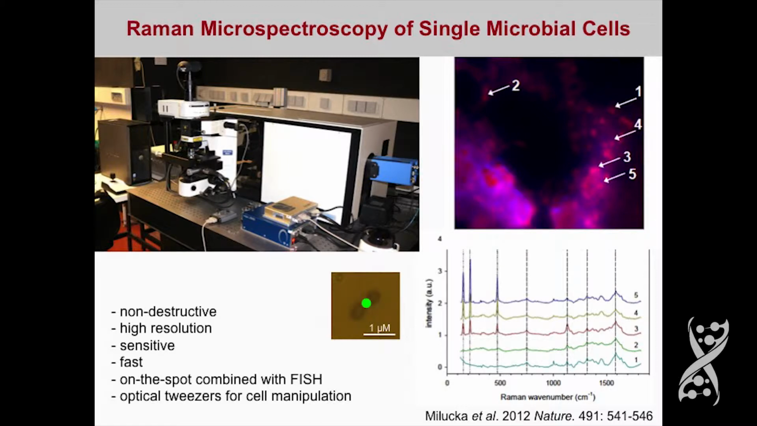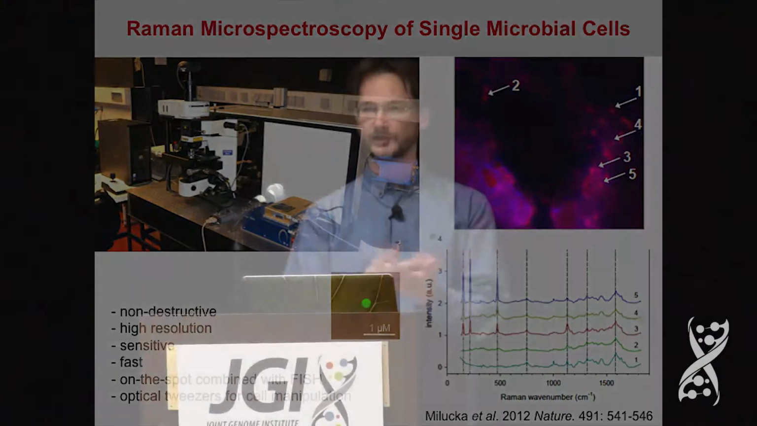And you can really combine it with FISH on the spot, because as you see, this instrument is basically a microscope, which is an epifluorescent microscope as well, and coupled to a spectrophotometer. So if you take a FISH image, identify cells, and go to spots, you can really measure a Raman spectrum from single cells. And this can be coupled to an optical tweezer, which allows you to manipulate cells in fluids.